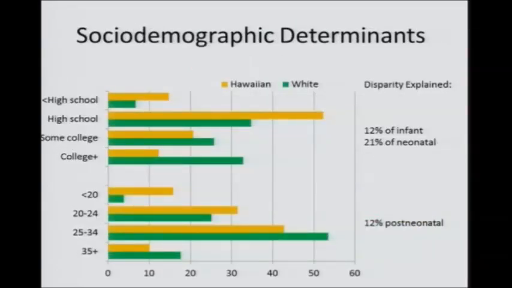The socioeconomic determinants, so here we have that educational disparities explain 12% of infant mortality and 21% of neonatal mortality. It didn't explain post-neonatal. So that's really showing that education is driving prematurity here.